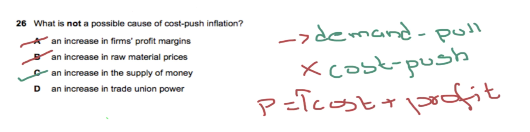Option number D is an increase in trade union power, which would lead to increases in wages, which would again lead to an increase in the cost. So this is also a possible cause of cost push inflation, and so we can rule this out as well.